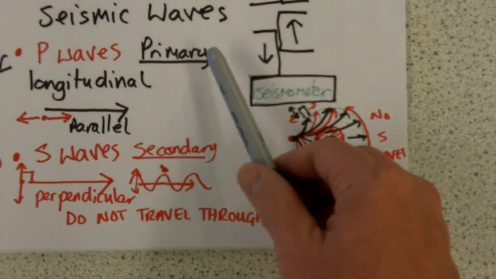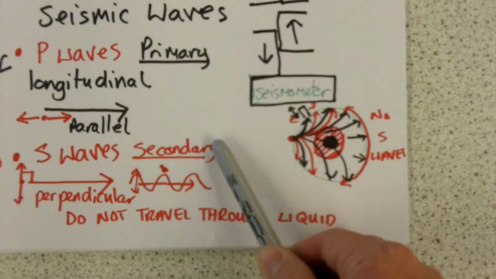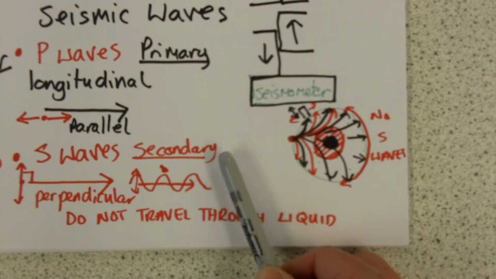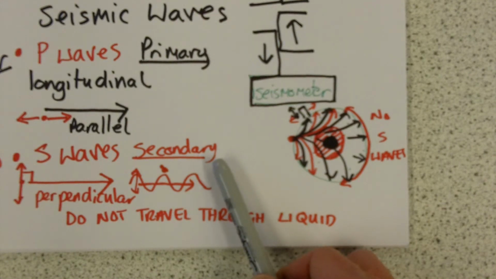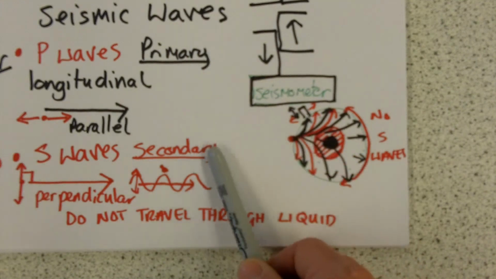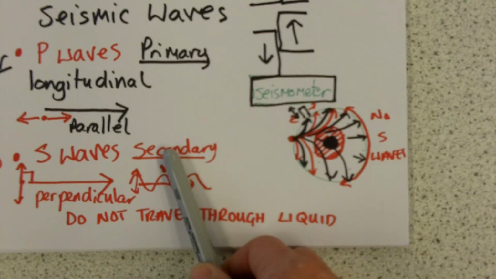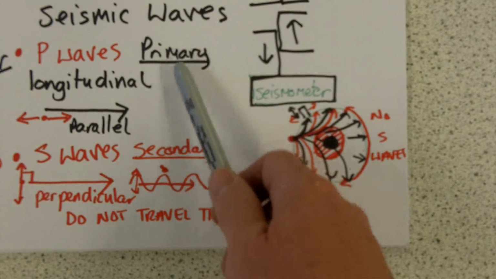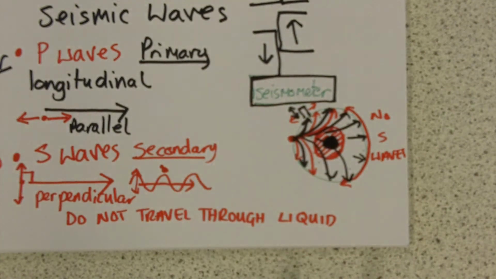Now, the time between the P waves arriving and the S waves arriving gives you an idea of how far away the earthquake is. If the earthquake is nearby, then the P waves will arrive and the S waves will arrive just after. But if the earthquake is a long way away, then this gap between the P to S wave, or the P to S wave time lag, gets bigger and bigger. So in that way, seismologists are able to establish where earthquakes took place.